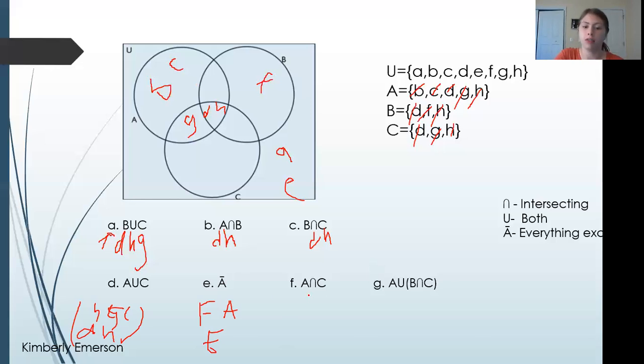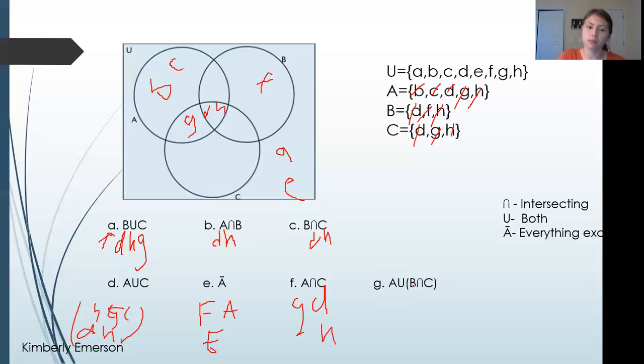So in letter F, we have A intersects C. So where A and C intersect, it's also G, D, and H. G, D, and H. I'm so sorry. I apologize for my mouse. It's so hard to write with it. But that's what I have.